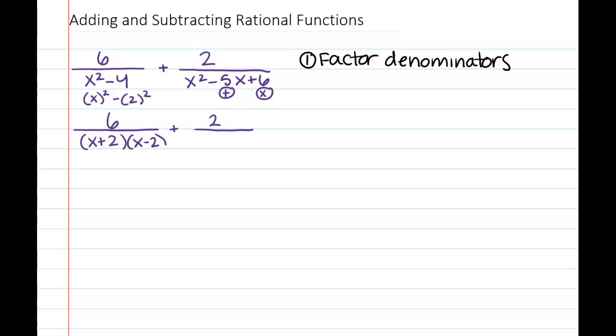No, it's not, because negative 6 times 1 is negative 6, right? Try again. All right. Let's try negative 3 and negative 2. That's better. x minus 3 times x minus 2.